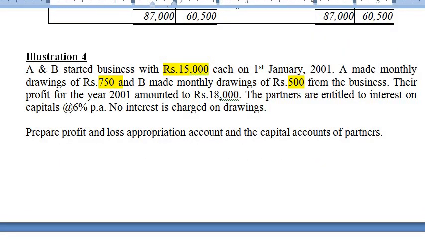Now the fourth illustration. A and B started business with 15,000 each. On 1st January 2000, A made monthly drawings of 750. B made monthly drawings of 500 from the business. Profit for the year amounts to 18,000. The partners are entitled to interest on capitals. Thank God no interest is charged on drawings, because this is monthly drawings.